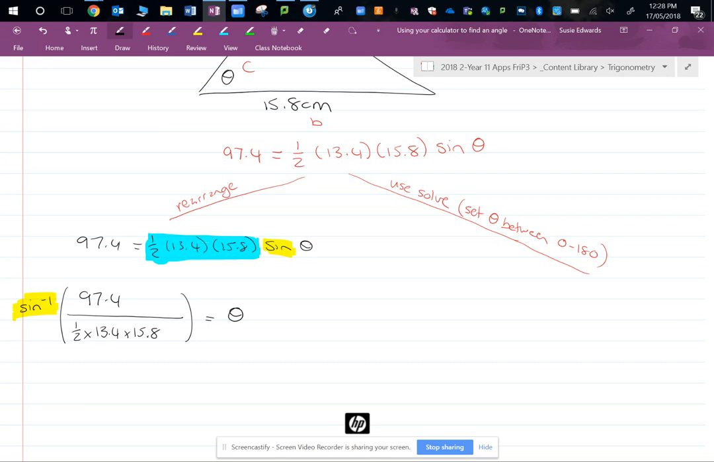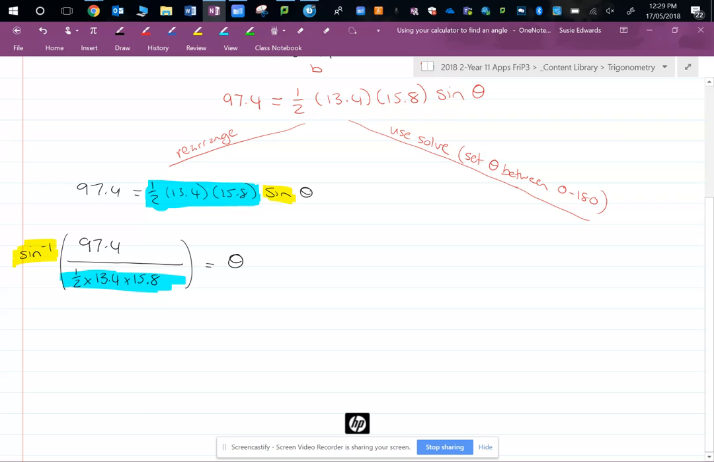So if you actually worked out what the blue part is as a number and then just divided by that, that's exactly the same. That's fine, as long as you do it all together. Now, the other way you could have done it is without the half: 2 times 97.4 and divided by it as well. So every single time you're going to end up with inverse sine of area divided by half AB equals C. That's pretty much every single time. If you rearrange that formula, that's what it's going to look like.